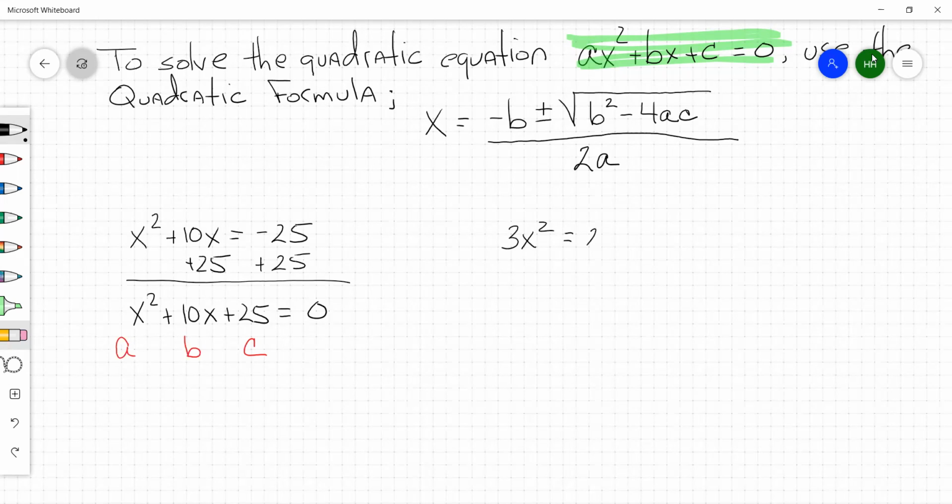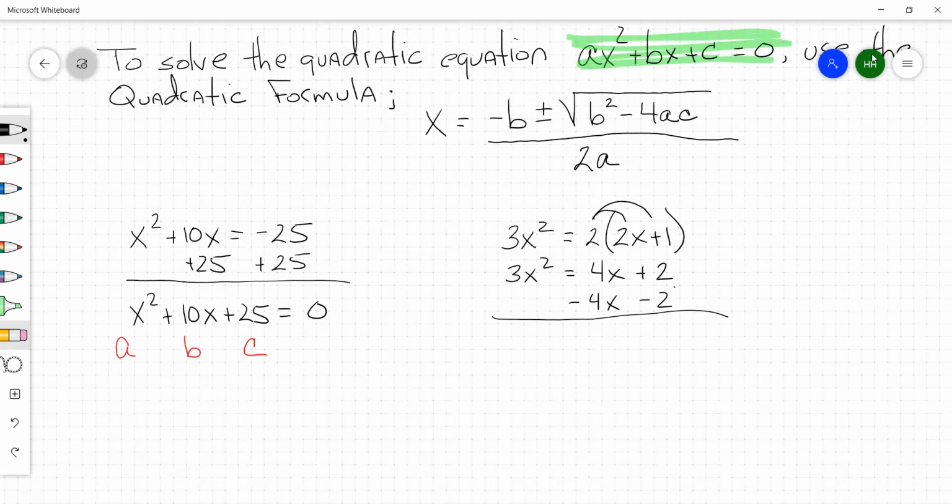If you get something like 3x squared is equal to 2 times 2x plus 1, this would be a case where you have to do the distributive property first on this right-hand side. So you would have 3x squared equals 4x plus 2 times 1 is 2. Then you would subtract 4x and subtract 2 from each side, and you would get 3x squared minus 4x minus 2 is equal to 0. And now you can label your a, b, and c values. So make sure you have everything on the left-hand side of the equation and it's in standard form of x squared, x, and then your constant before you label your values.